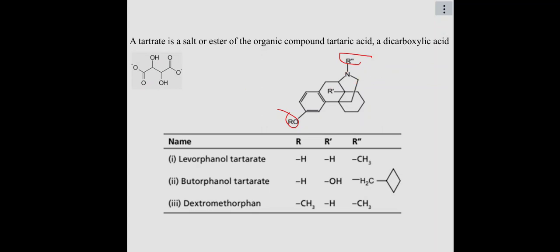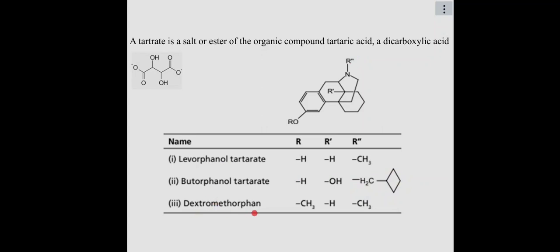So that nitrogen will be protonated, and this salt will be next to that, because it will be carrying the negative charge. Then you also have butorphanol tartrate, and the difference, of course, for butorphanol is just the R group, R prime prime, where you have the methylcyclobutyl ring. So it's a bigger group that you have put at that position. So of course, it will have lesser agonist activity and perhaps more antagonist activity.